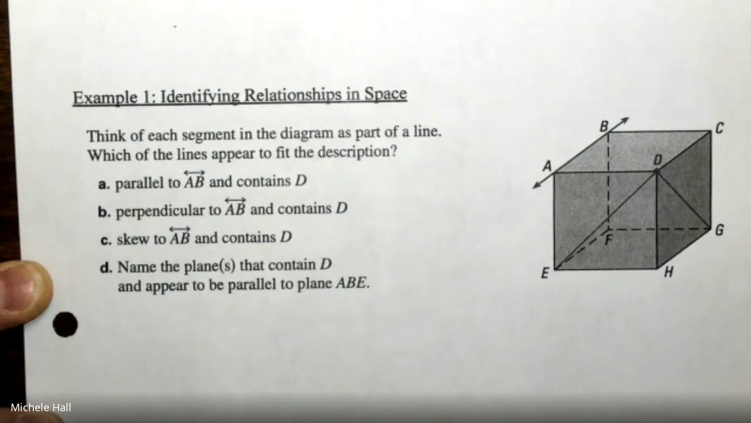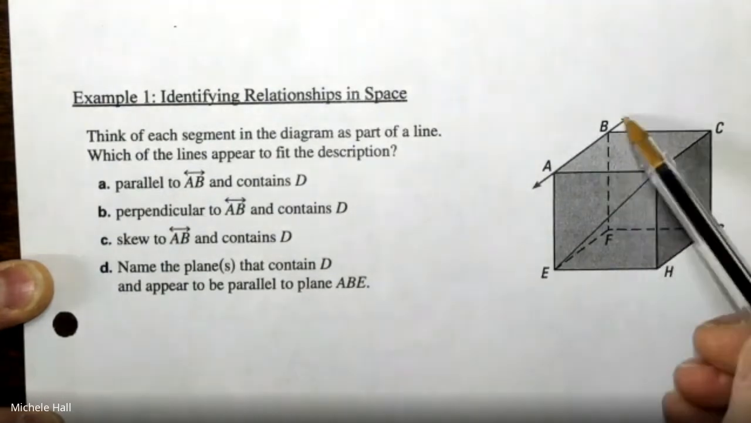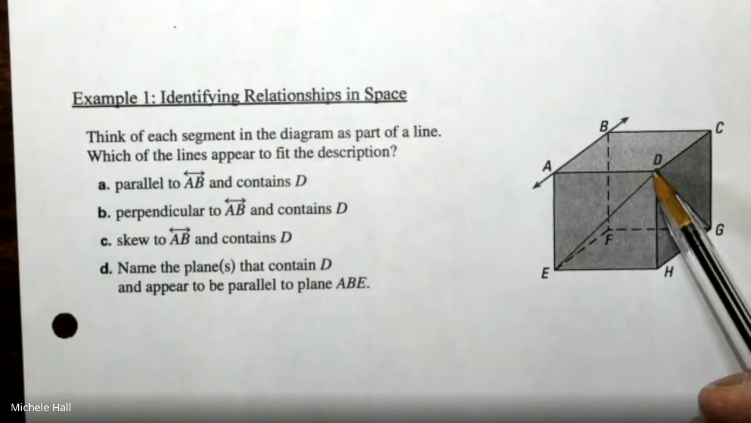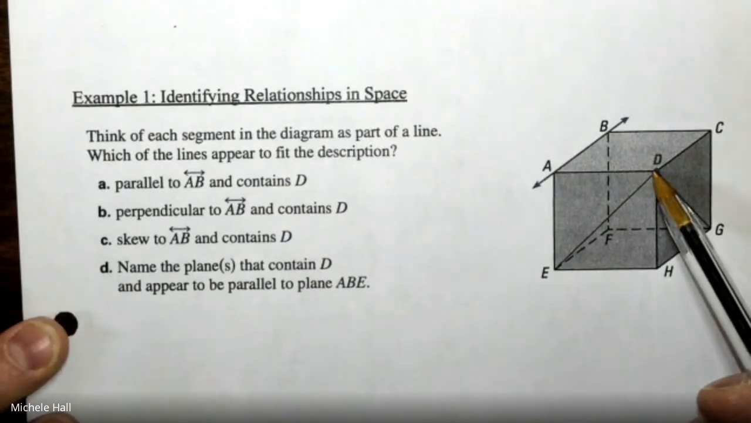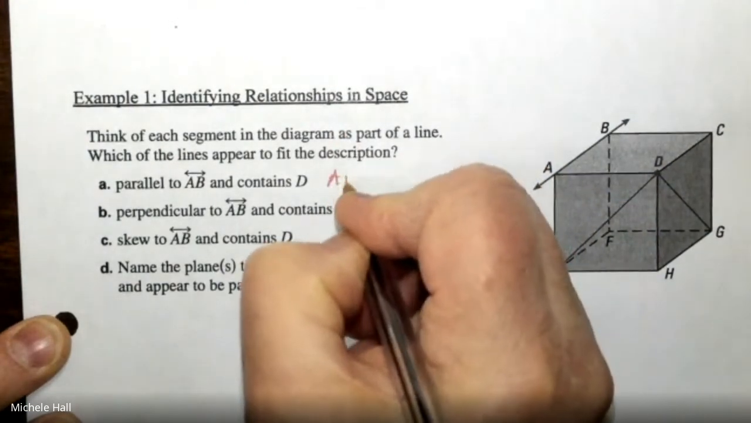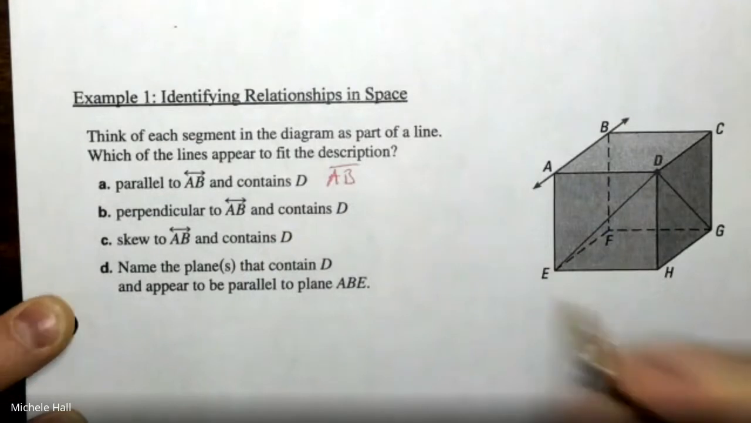Which of the lines appear to fit the description? Parallel to AB, and it contains the point D. So here's AB, and here's point D. What would be parallel, Boston, then to AB? Exactly. And so you could say that DC. So we could say that AB is parallel.